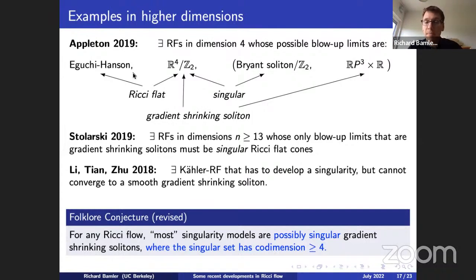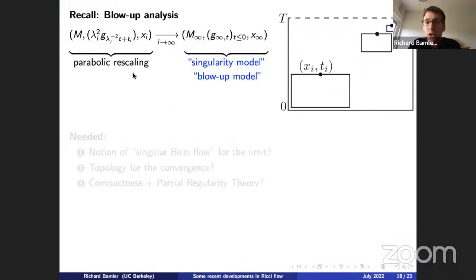All right, so let me now focus on proving this Folklore conjecture. To do this, I need to recall the blow-up analysis that I mentioned at the beginning of my talk. Again, we assume we have some Ricci flow that becomes singular at time t, and we take a sequence of parabolic rescalings, and we want to pass to some singularity model.